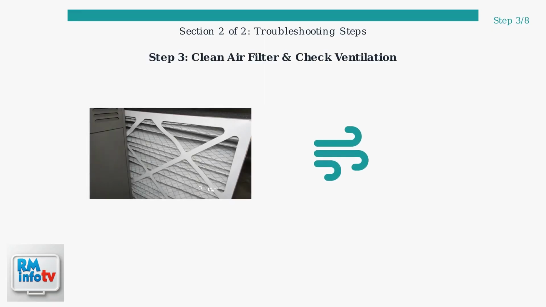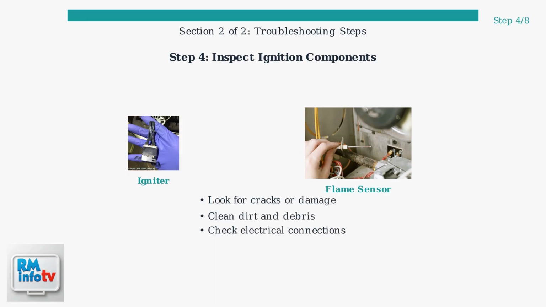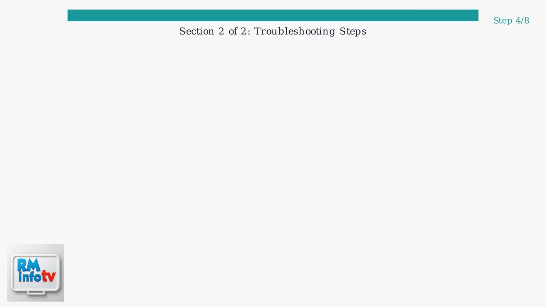Step 3. Clean the air filter and ensure proper ventilation. A dirty air filter can cause ignition problems, so remove and clean it thoroughly. Also check that all venting is clear of obstructions. Step 4. Inspect the ignition components. Check the igniter for damage or malfunction. This creates the spark needed to ignite the gas. Also examine the flame sensor for dirt or damage, as a faulty sensor can prevent the unit from staying lit.